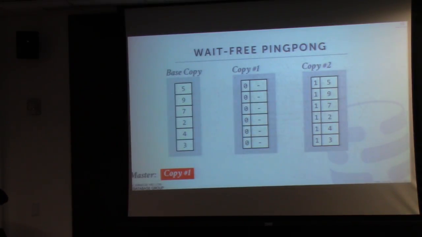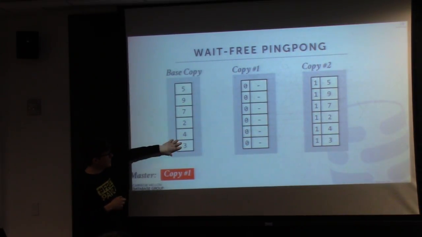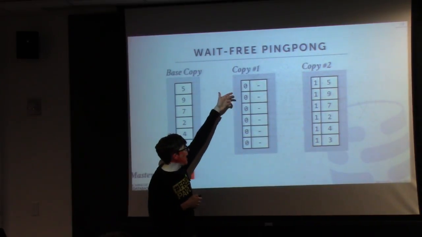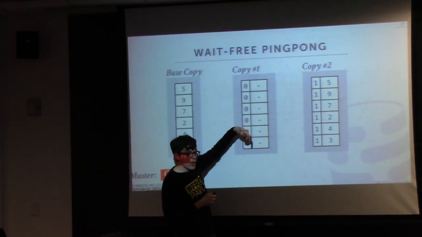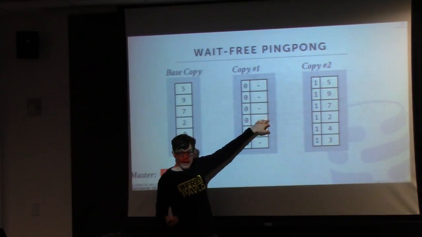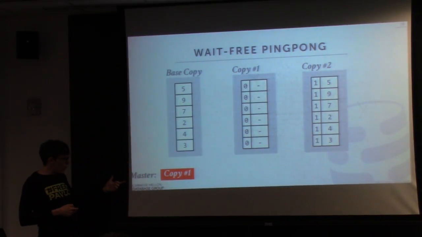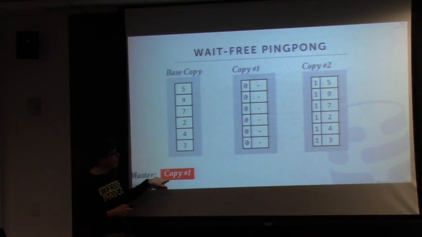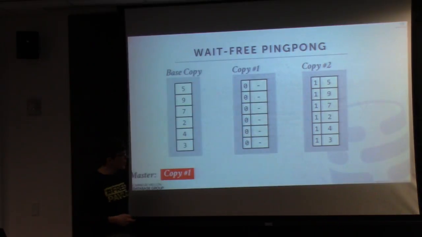So I'll walk through an example here. Again, we have our base copy, and it has the entire contents of the database. And then we have our two additional copies. For each of these, we have not only the contents of the database, but also a bitmap that says whether this thing was modified in the last checkpoint. And down below, we have our master pointer that's going to tell us which of these copies is the master version. So when we first start up, copy one is considered the master.